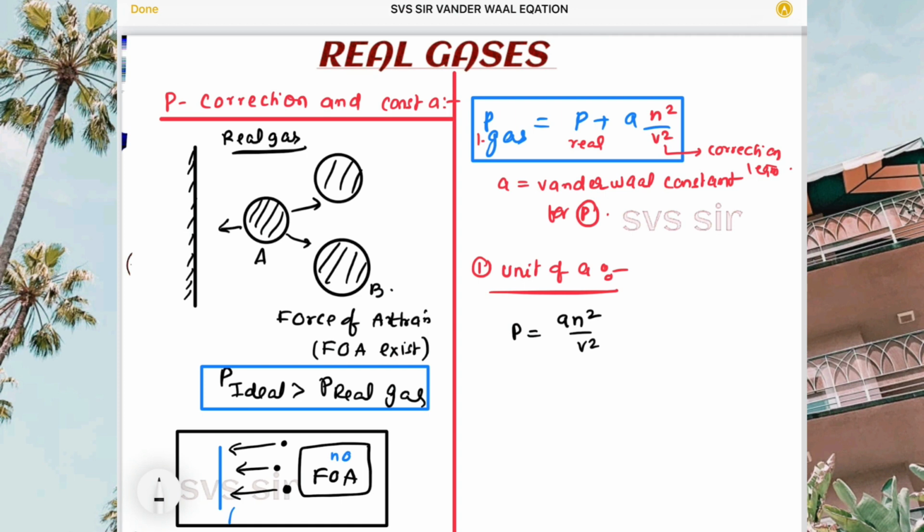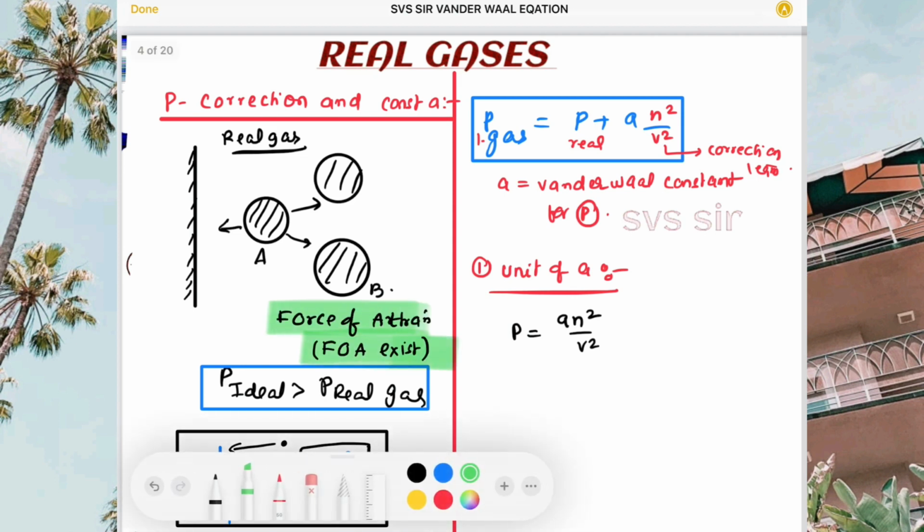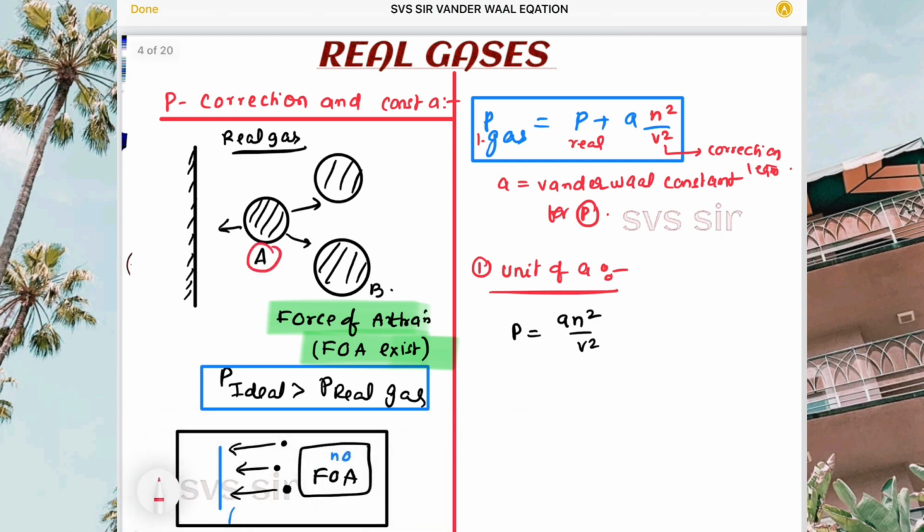Whereas in the case of real gases, force of attraction will exist. For example, let us take two molecules. The first one is A, second one is B. There is an attraction between A and B. So this A is going to collide on the walls of the container. Because of force of attraction among the gas molecules, its velocity, its speed will decrease. So number of collisions will decrease, pressure will decrease.